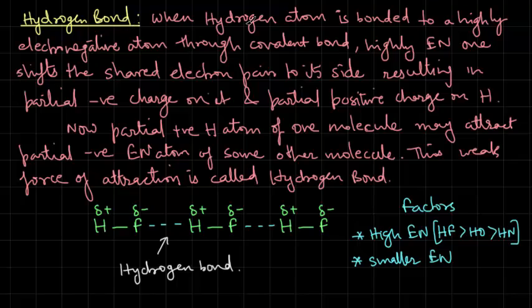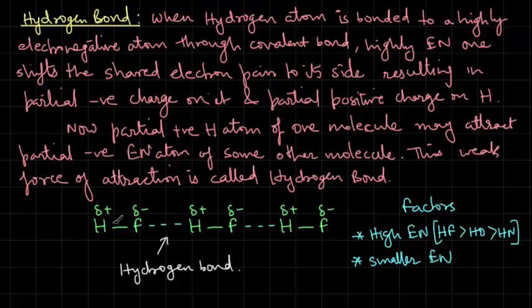Hydrogen bond. When a hydrogen atom is bonded to a highly electronegative atom. Okay, let's first understand directly from the figure and then we will read the definition. So we have an HF bond which is polarized. We already saw that. So F being more electronegative will have a slightly negative charge and H will have a slightly positive charge.